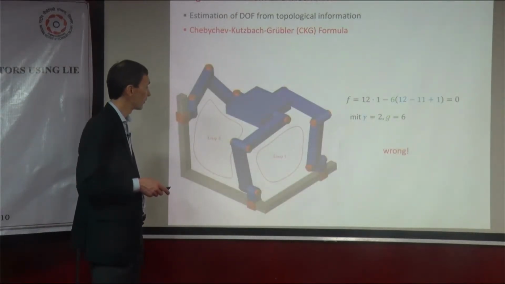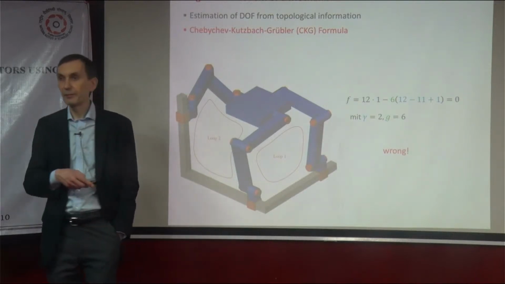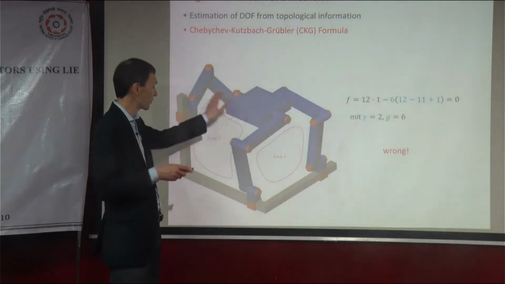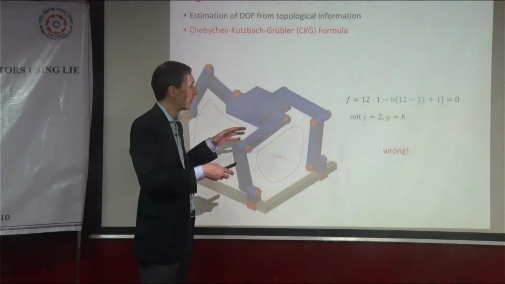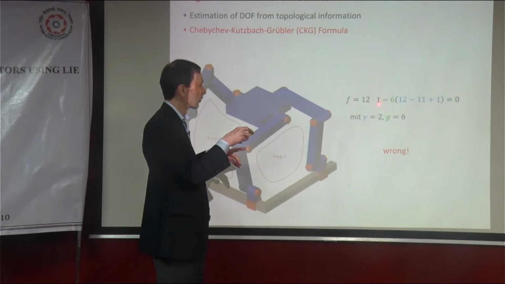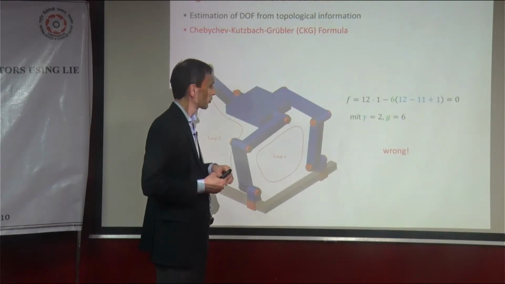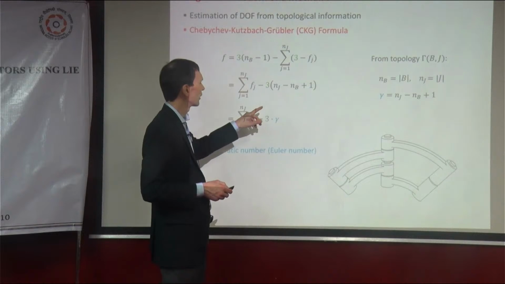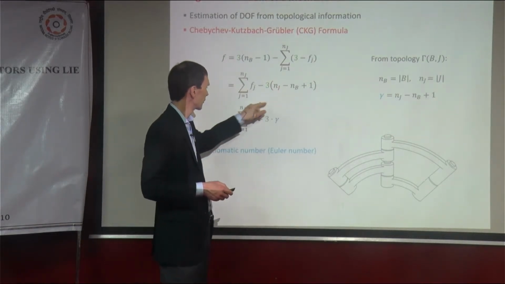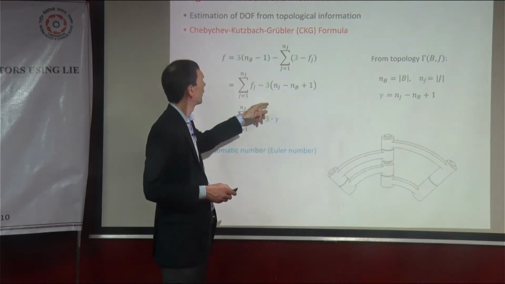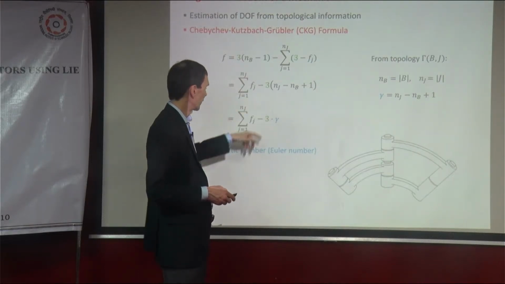For example, for our mechanism here, that was our PKM. If you do the counting, what we said is, of course, this is a spatial mechanism because we are moving in space, right? What you have is 12 bodies, exactly, minus 6 times, so what was this? The number of joints minus, where's the 6? Oh, 6. Yeah, that was the example here.